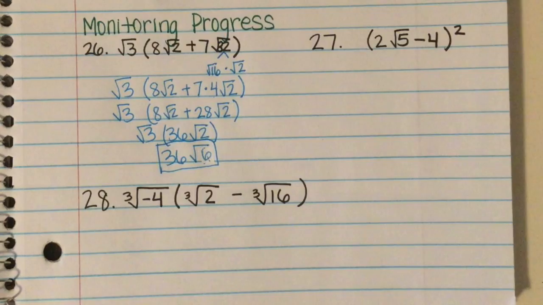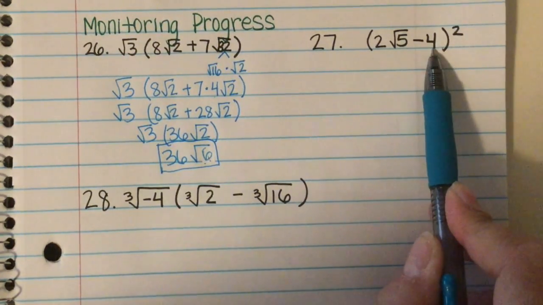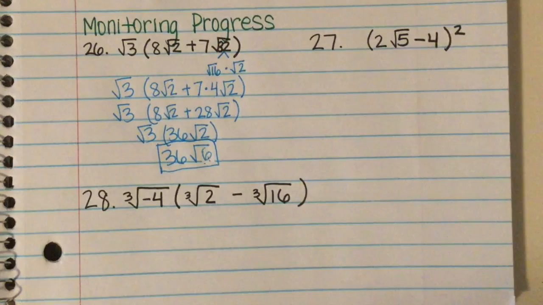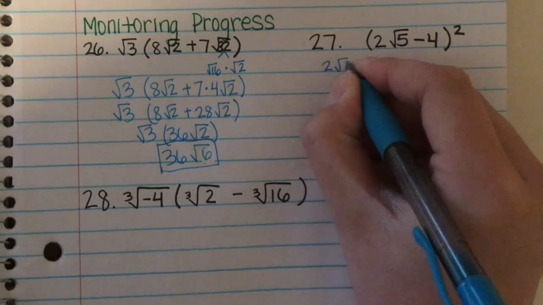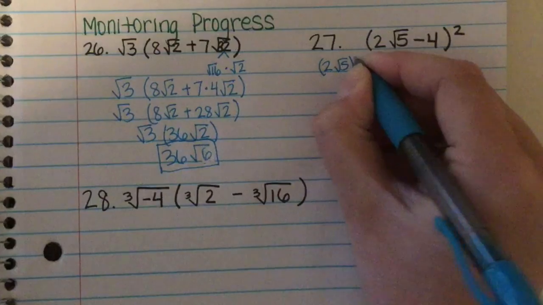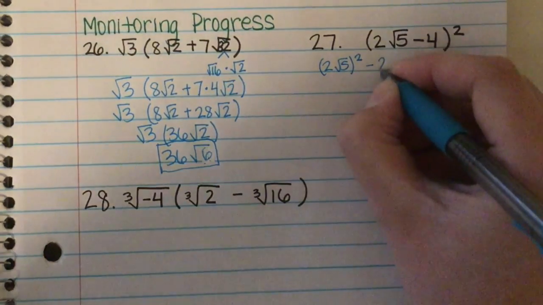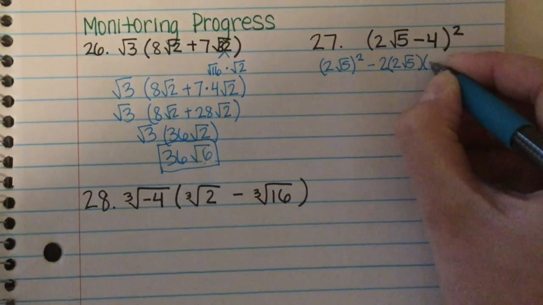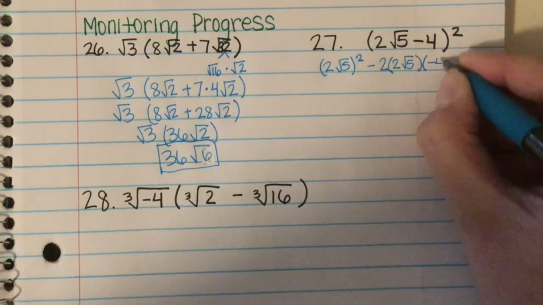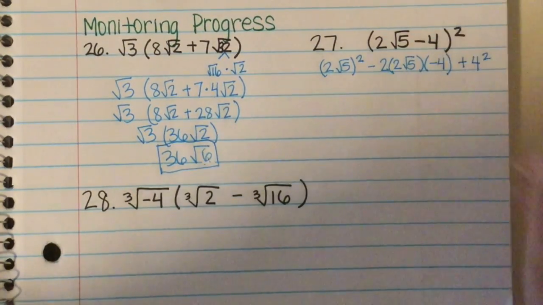In number 27, I'm going to use the difference of squares pattern because you'll notice that I have an expression and I'm squaring it, and it's the difference of squares. So that's going to give me 2 square root of 5 squared minus 2 times 2 square root 5 times negative 4. And then I'm going to add 4 squared.